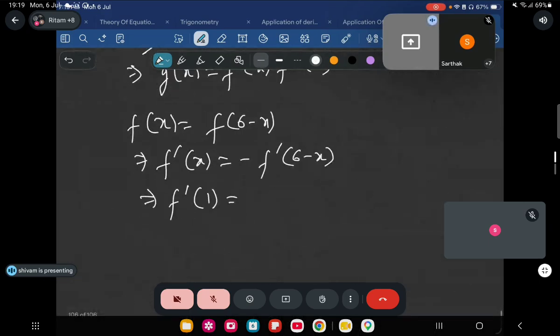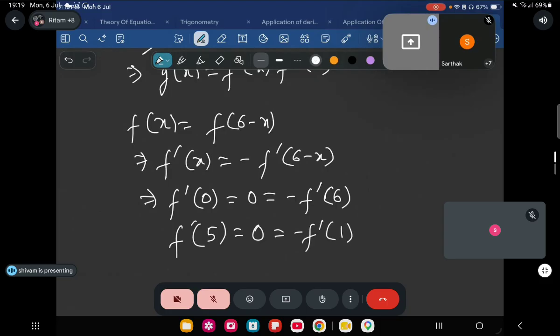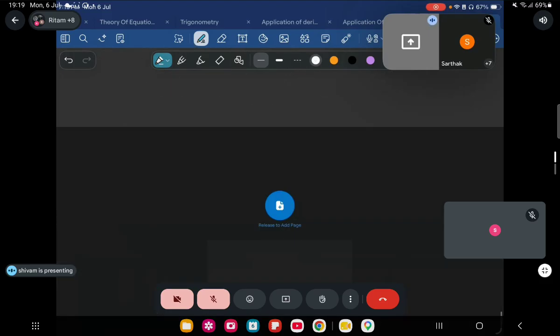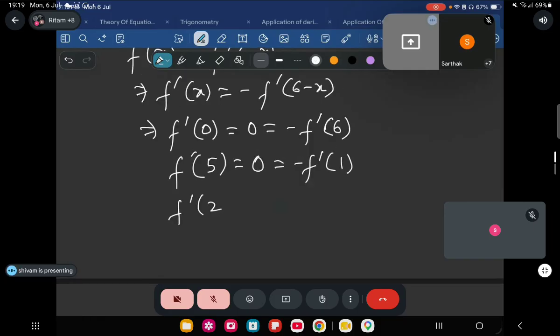F dash 0 is equal to 0, and 0, 2 and 5 are given. F dash 0 is 0. This is also equal to minus f dash 6, right? So f dash 0 is 0, f dash 6 is equal to 0. F dash 5 can be written as 0, which is equal to minus f dash 1. Yes, so f dash 1 and 5, I've got two more roots. F dash 2 is equal to 0, is equal to minus f dash 4. So I've got two more roots, right? So 0, 1, 2, 4, 5, 6. I've got 6 roots in this interval.